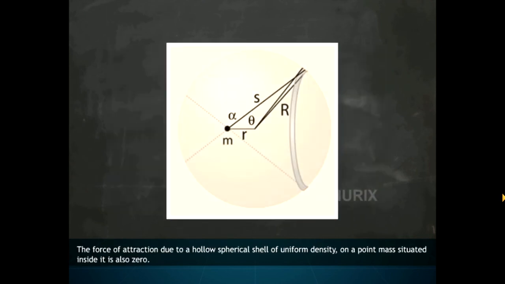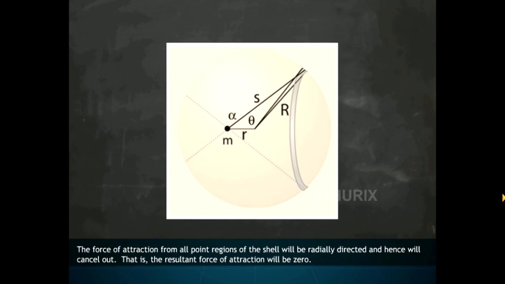The force of attraction due to a hollow spherical shell of uniform density on a point mass situated inside it is 0. The force of attraction from all point regions of the shell will be radially directed, and hence will cancel out. That is, the resultant force of attraction will be 0.